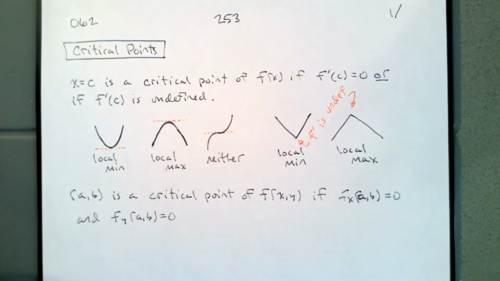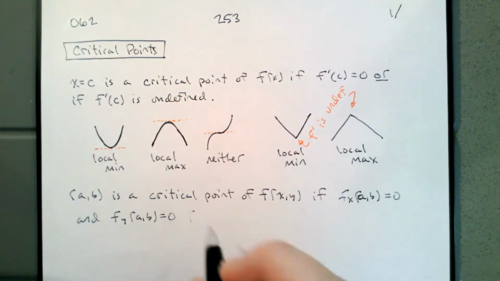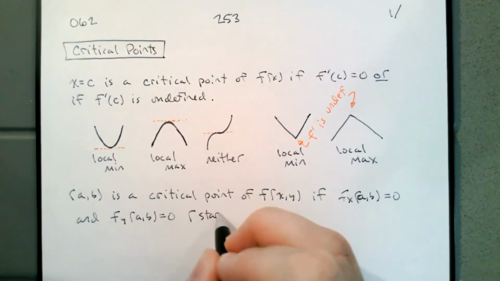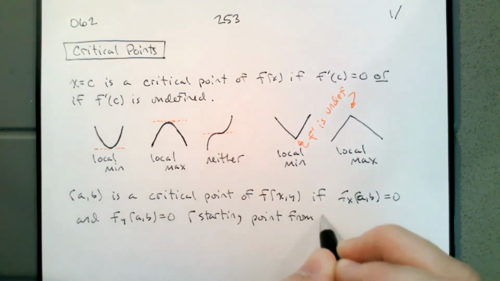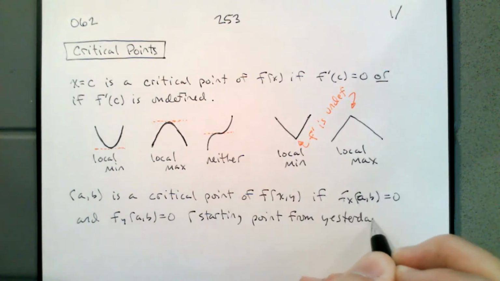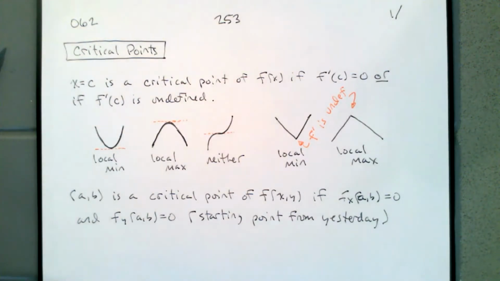So we just want to add to this. So this is what we started with yesterday. So that was our starting point from yesterday. Make sure the two derivatives are equal to 0. But we also want to capture this undefined business, because what if our functions might have some pointy bits in them that could be local minimums or local maximums. Add to the list of points that we have to check.